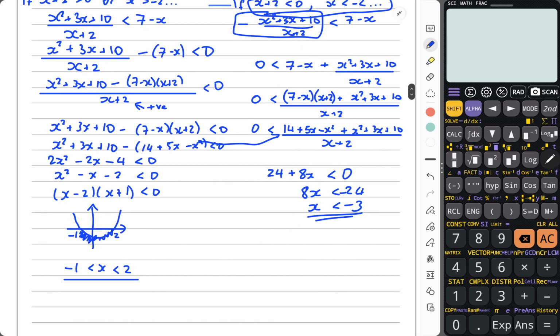So our solution, if we want to write it in interval notation, is minus infinity up to minus 3, close bracket, union the set minus 1 to 2, like that. Okay, you don't have to write it like that, you can just write it as these two, but please make sure you use the word or when talking about them, because we can't have a number being less than minus 3 and greater than minus 1.